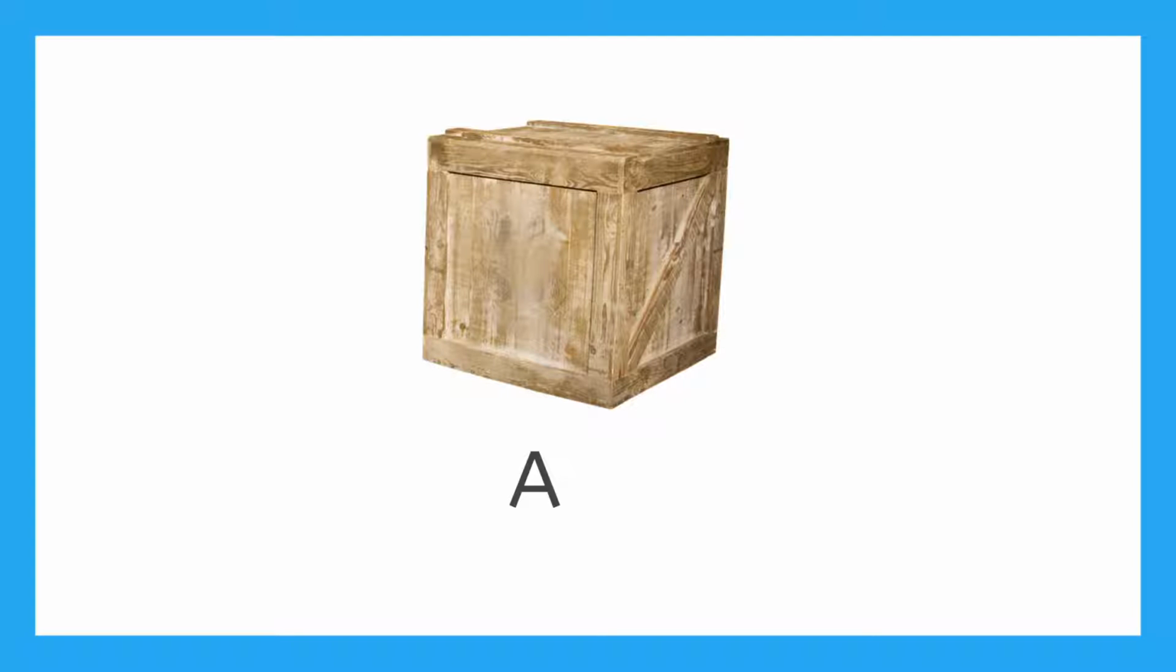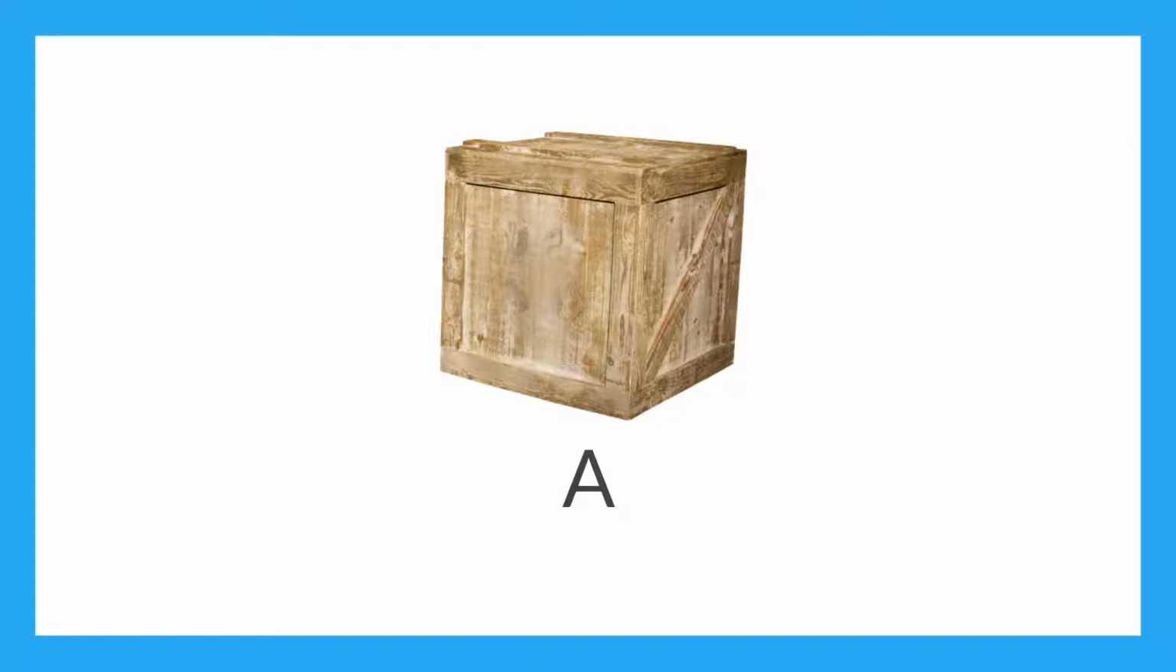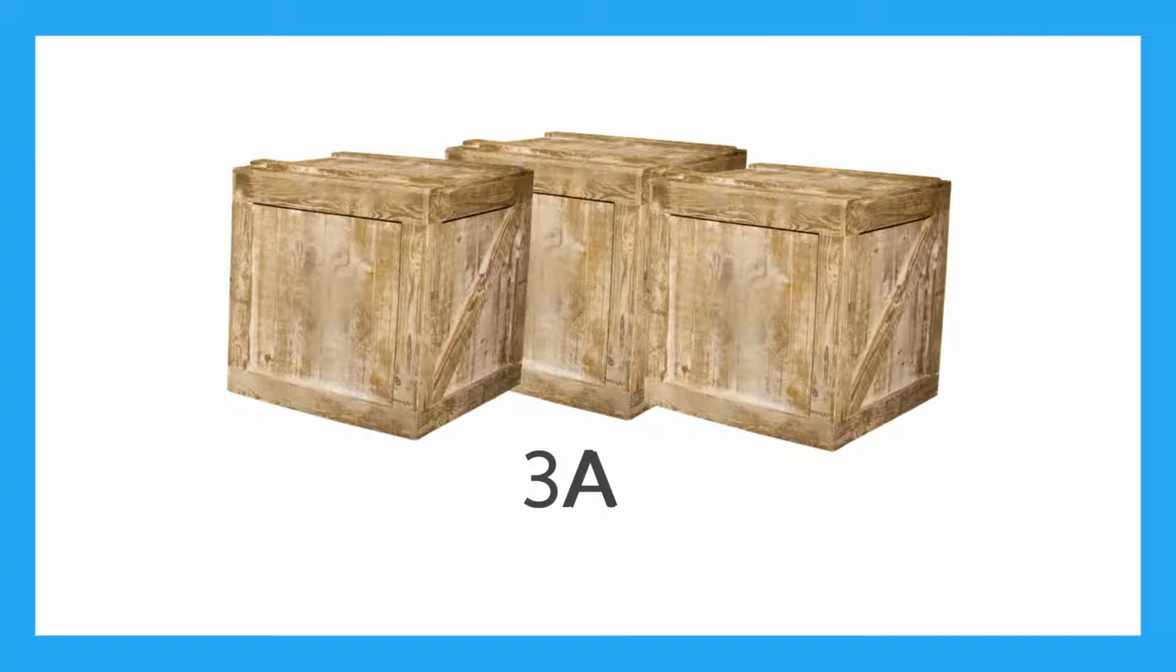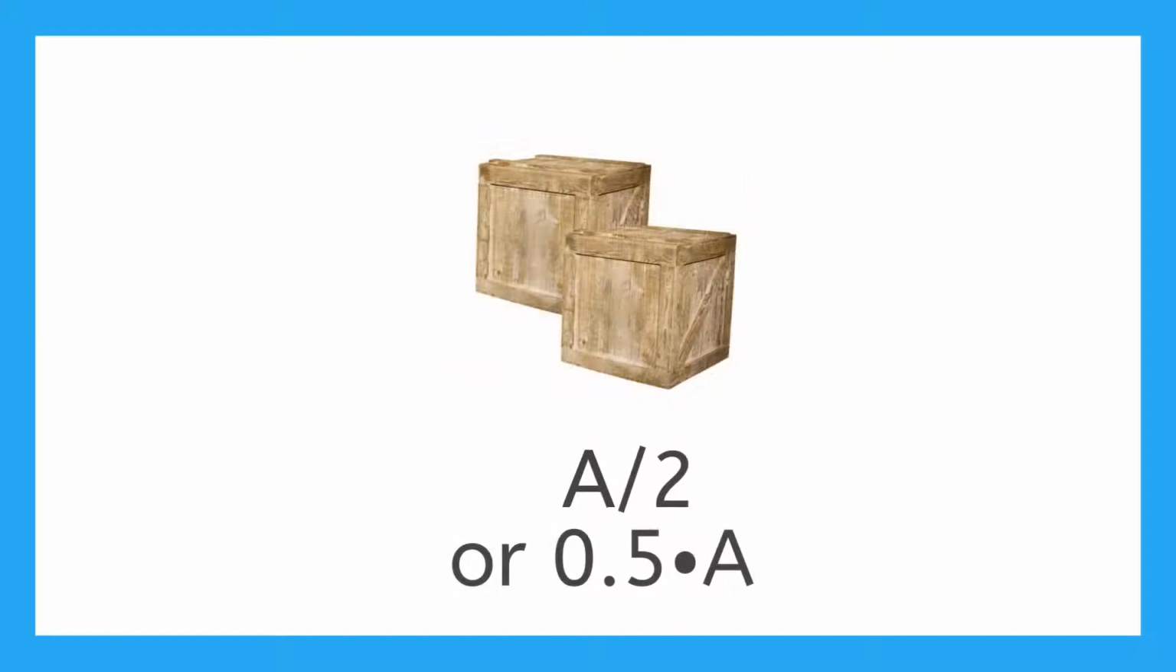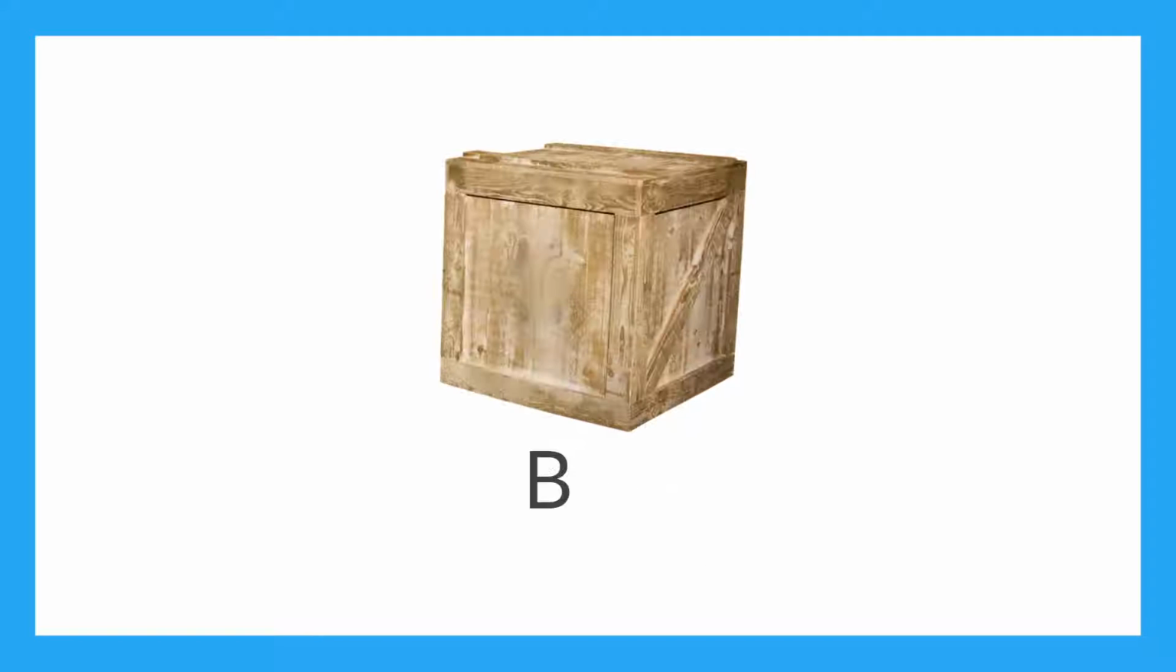The cool thing about variables is that even though they look like letters, we can still treat them like numbers. For instance, even if we don't know how many apples are in the crate, we can still take some out, or we can add more in. Or we can triple the amount. We could even divide the amount into 2 smaller boxes, each of these small boxes holding half of the original amount, which we could write as a divided by 2, or 0.5 times a.